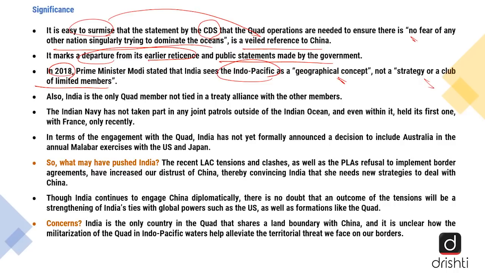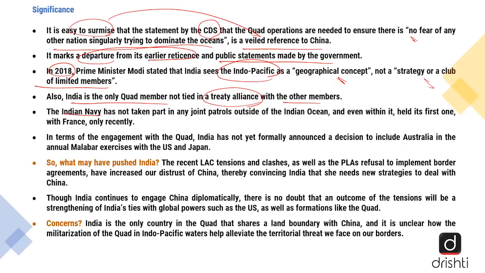So India never considered the Indo-Pacific as its own personal property. Anyone can be there provided we're all growing together and not bullying each other. Another factor is that India is the only Quad member that is not tied in a treaty alliance with the other members of the Quad. The other members always have a treaty alliance that supports each other, but India has always stayed away from such treaty alliances.